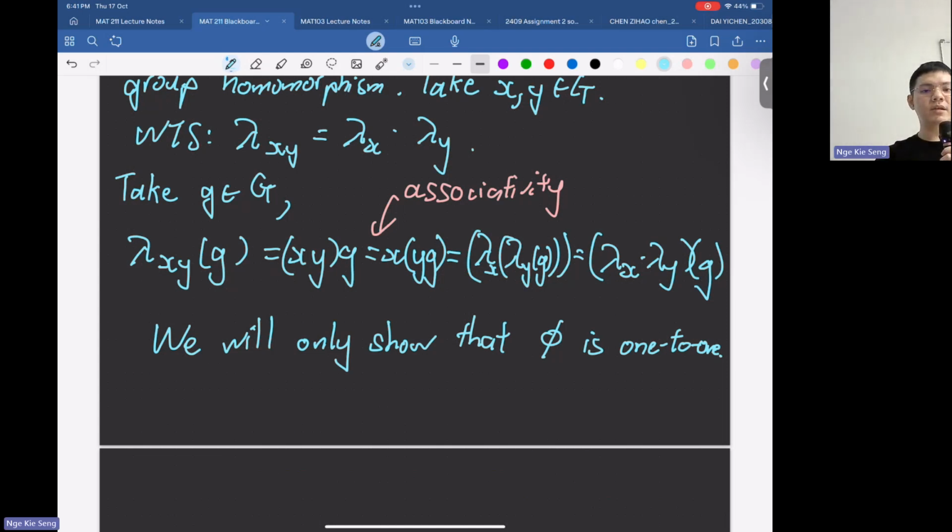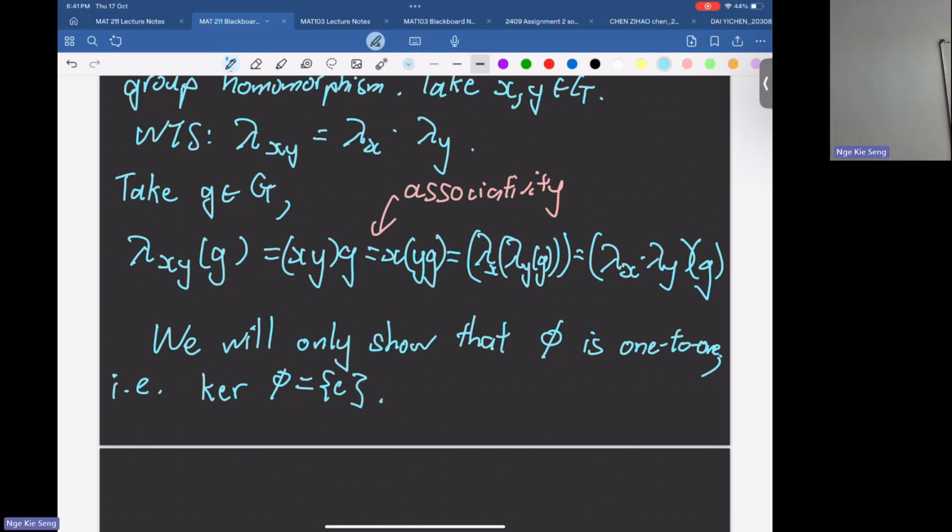So how to show phi is 1-to-1? Two ways, right? You can show it from the definition, or you can show it from the kernel. Let's do the kernel way. We just need to show that the kernel of phi is the identity.